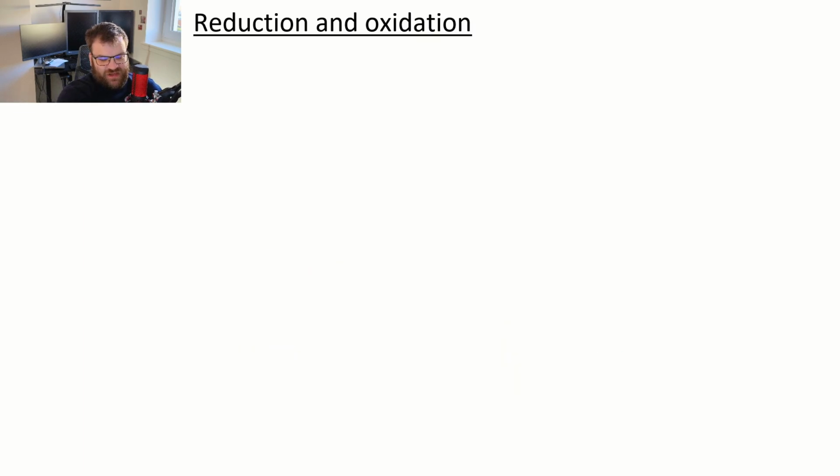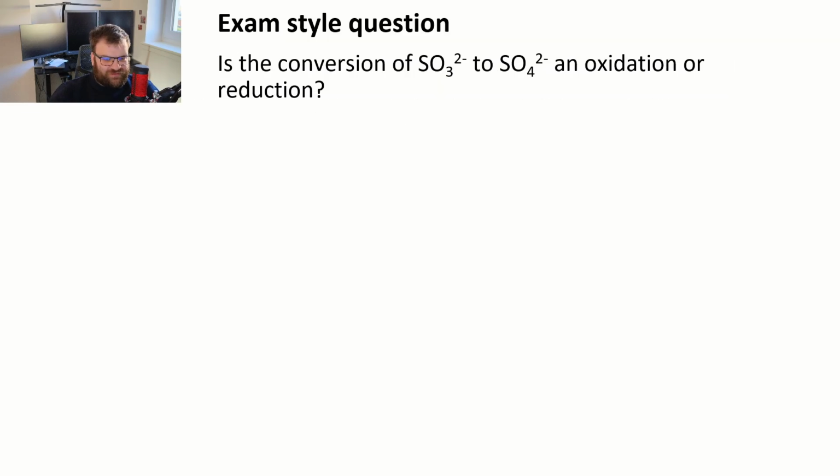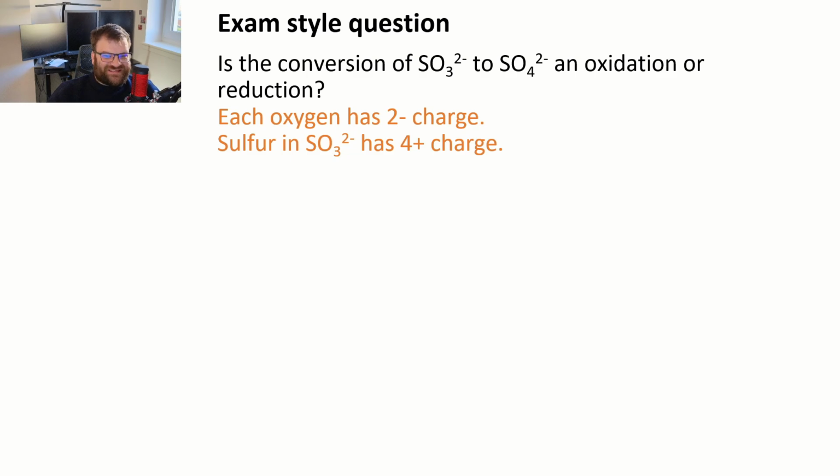Next we get to using the oxidation states to show if it's a reduction or an oxidation reaction. To do that, we want to look and see is there an increase in oxidation number, therefore it would be oxidation. A decrease in oxidation number would be a reduction reaction that we're having. Looking through this one, both of them have oxygen, and oxygen would have a 2 minus charge. In the first one, we have 6 negative from the oxygens, therefore it must be 4 plus on the sulfur to result in 2 negative overall charge.